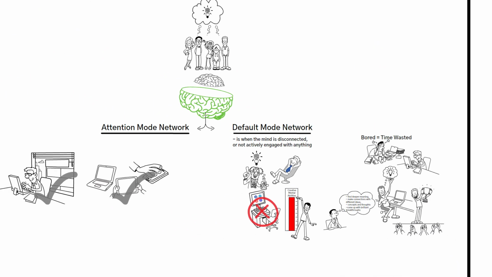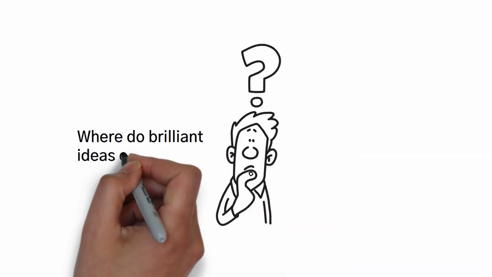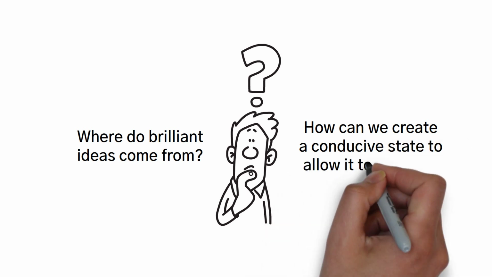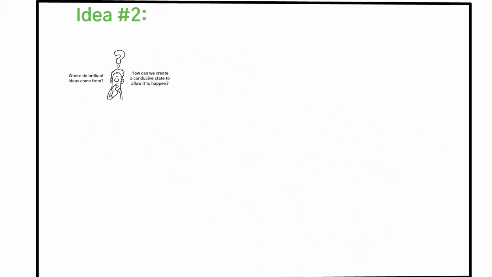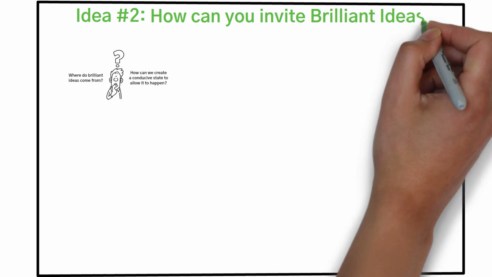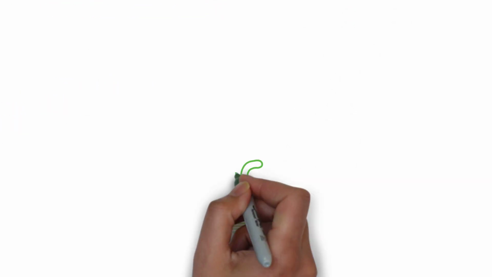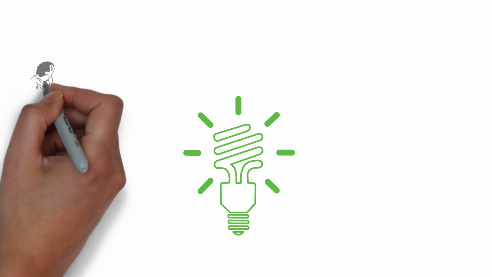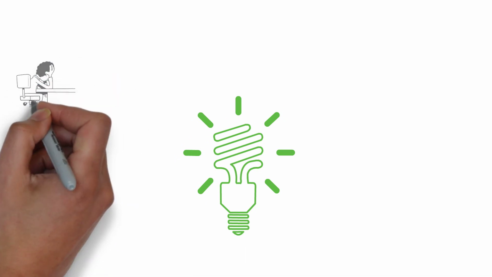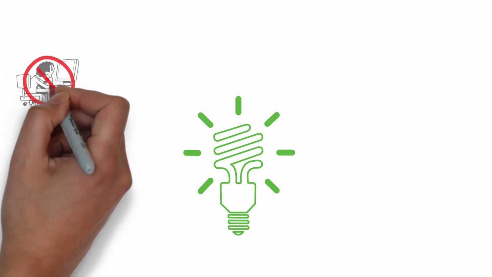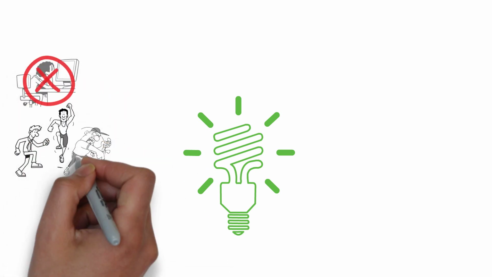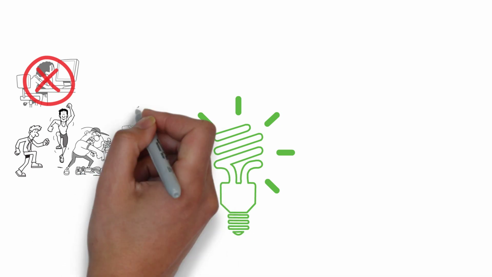So here is where we get into our next key idea. Now, where do brilliant ideas come from, and how can we create a conducive state to allow that to happen? So idea number 2 is, how can you invite brilliant ideas? You probably know that your most brilliant ideas arrive not when you're in office or in front of a computer or browsing your phone mindlessly or consuming information, but usually they happen when you are taking a stroll, running, walking, at the gym, in nature, showering, etc., etc., etc.